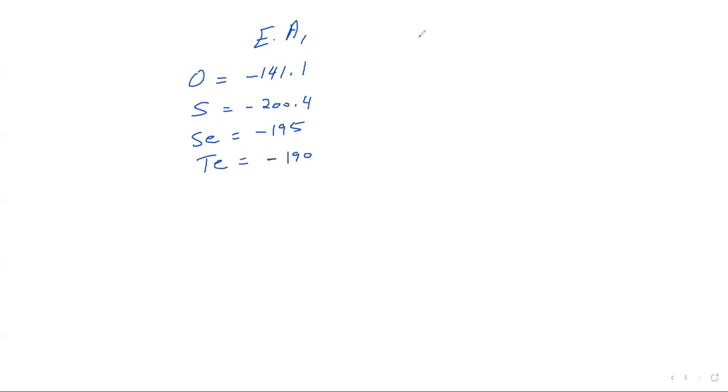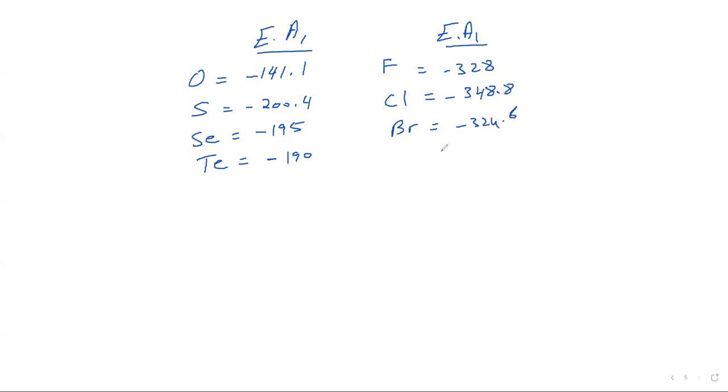For tellurium, it is minus 190. If we look at the first electron affinity of the halogens, we will find that fluorine is minus 328. Chlorine is minus 348.8. For bromine, it is minus 324.6. And for iodine, it is minus 295.4.